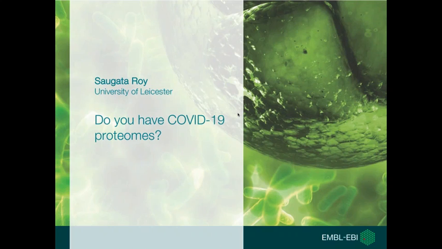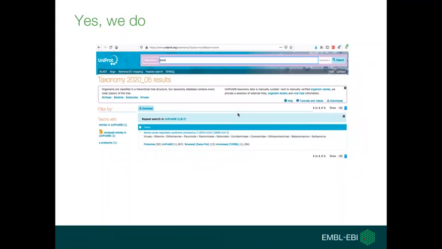Right, so the last question came from Saugata Roy at the University of Leicester about COVID-19 proteomes. Do we have COVID-19 proteomes? And if so, where can I find them? So the obvious answer would be the COVID-19 portal, but the COVID-19 portal is different. It basically has COVID-19 proteins. If you want to look at proteomes coming from whole genomes, then you go to the Proteomes portal as usual. So again, a good place to start is taxonomy if you don't know which organism you're looking at.